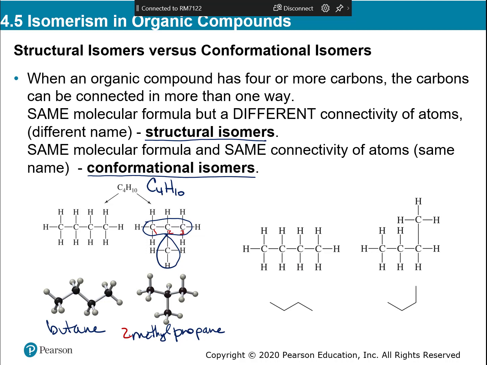So see how they have different names? When you look at them, do you see that they have different bonding arrangements? Those are structural isomers. Okay, same formula, different connections, and the big thing is the names are different. And that's really the kicker. Same number of atoms, so they have the same molecular formula, different connections, different bonding arrangements, different name, those are structural isomers.